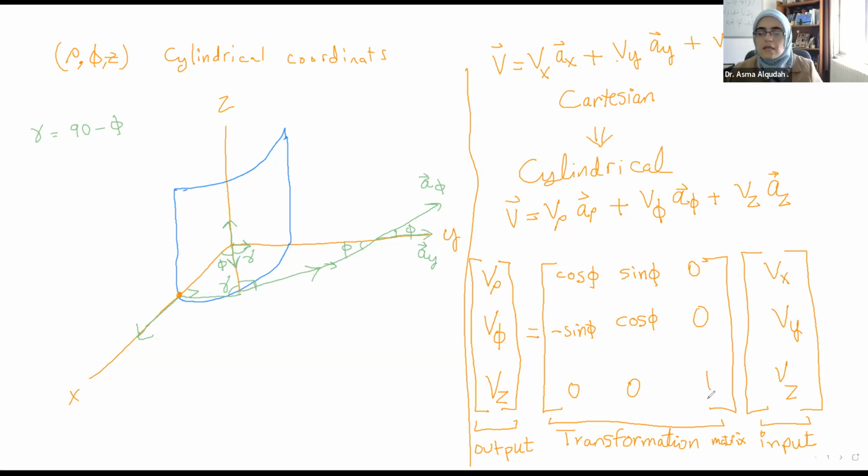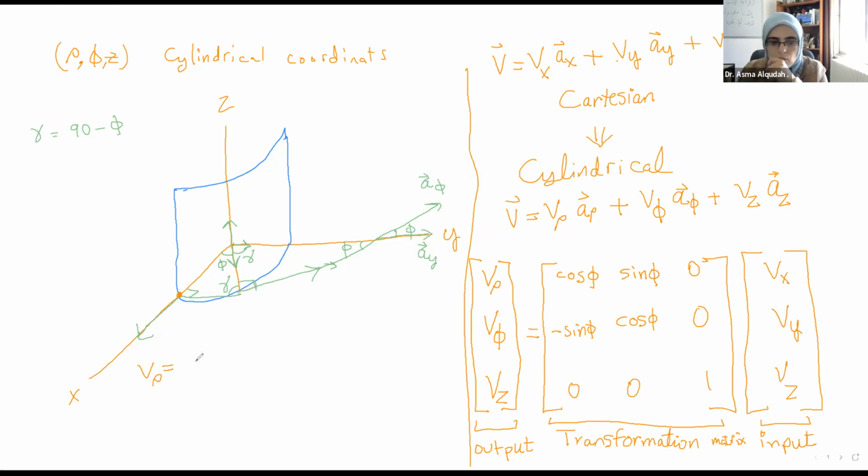Okay, so this is how we build the transformation matrix. Now we have everything ready for us, and then we can use matrix multiplication to find v sub rho, v sub phi, v sub z in the cylindrical system. So how do we find v sub rho? V sub rho is equal to this first row multiplied with this column.